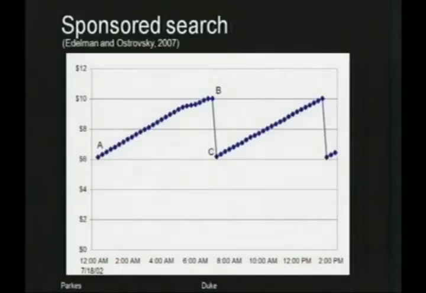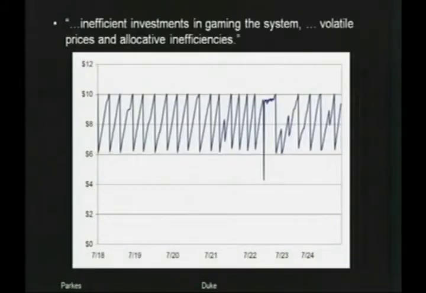And then at some point, the price gets too high, and one of the bidders drops down, says, OK, I'm not competing to be in the top slot. I'm going to accept that I'm in the second slot. And then it all happens again. And this was a very reliable pattern. This is data from August of 2002 showing this was happening.